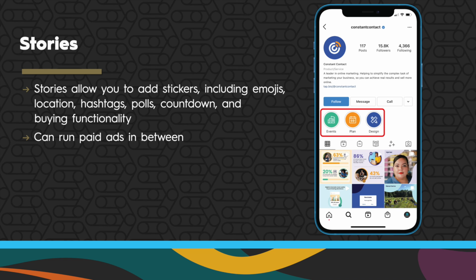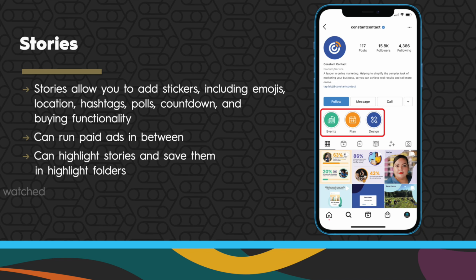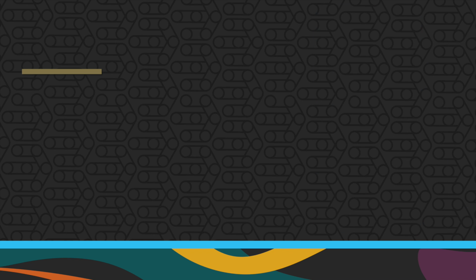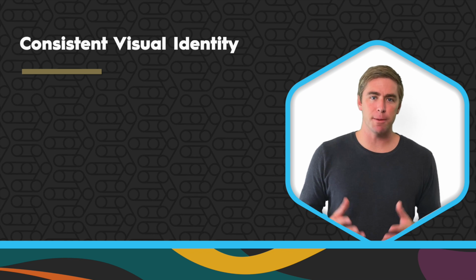While most stories will disappear after 24 hours, it's possible to highlight stories and have them reside on the profile page for a longer period. As you can see in this example, stories that you feel are special or have triggered a lot of engagement can be saved to highlight folders, which are displayed near the top of your profile. Effectively using stories requires a bit of planning.